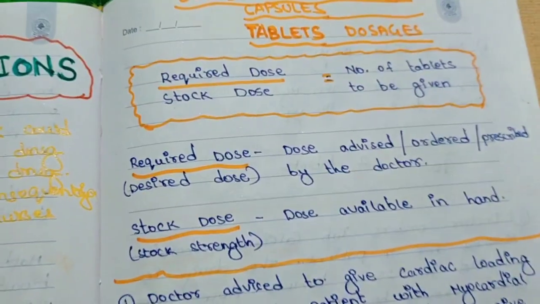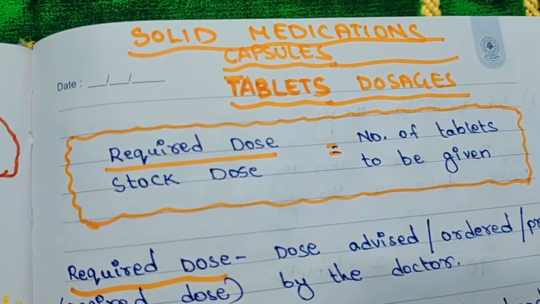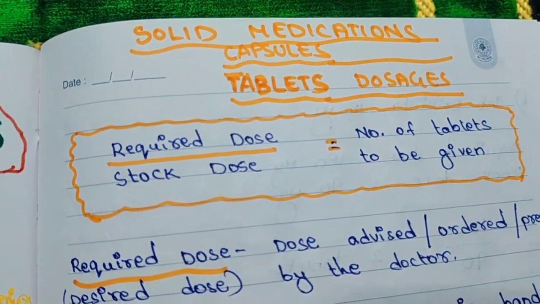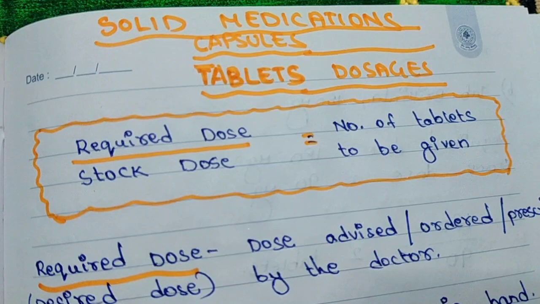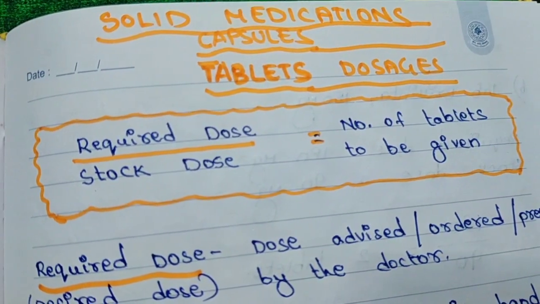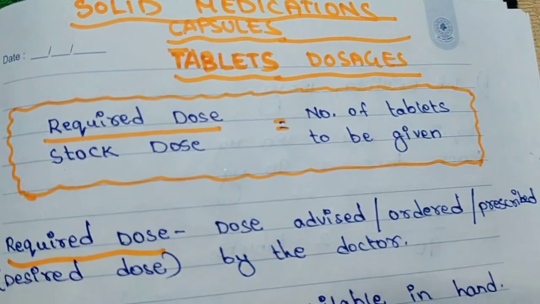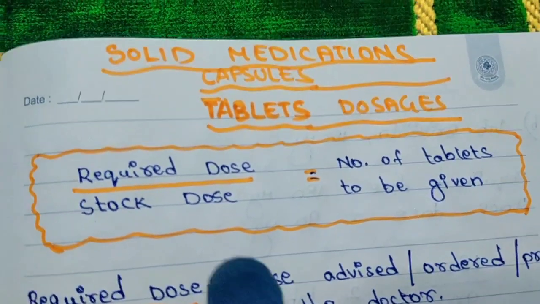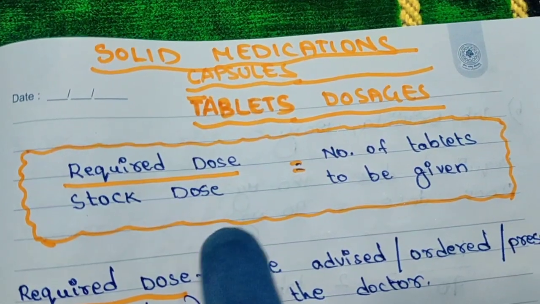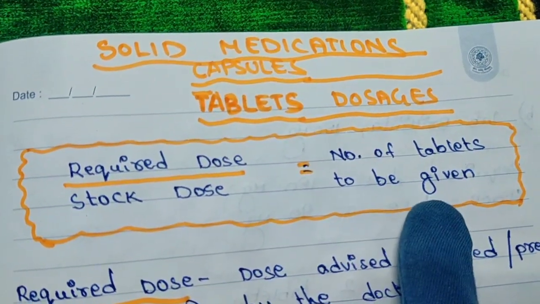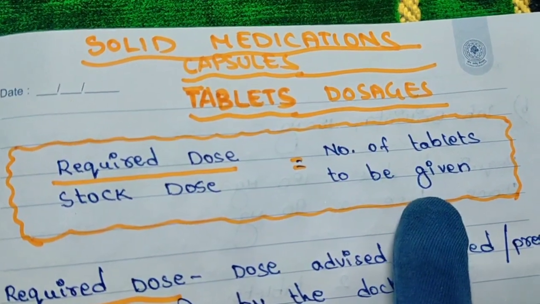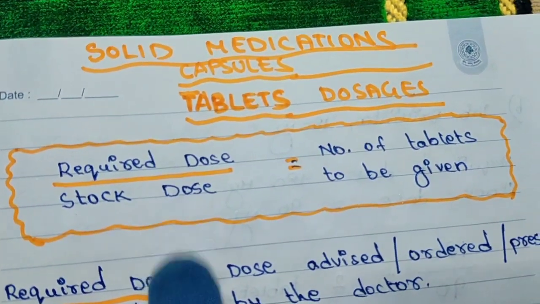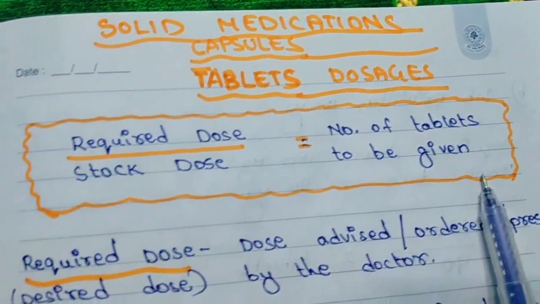So let's start how we are going to calculate. First we'll see for the solid medications. Some medicines are available in solid form, some in liquid form. Solid medications are available in the form of tablets and capsules, and the formula for calculating tablets or capsules dosages is required dose by stock dose is equal to the number of tablets to be given. Please memorize this formula, very simple it is. Required dose by stock dose is equal to the number of tablets to be given.